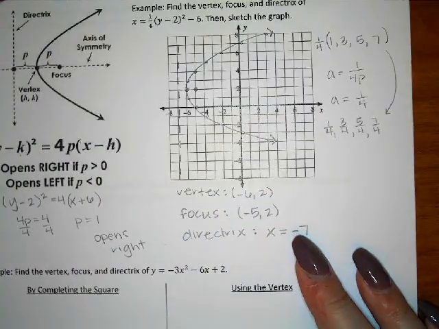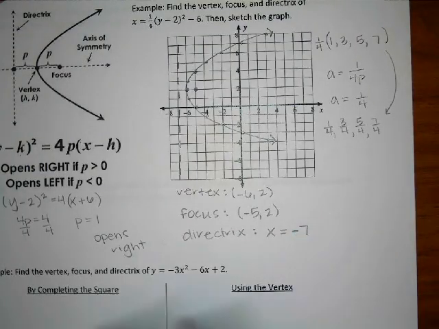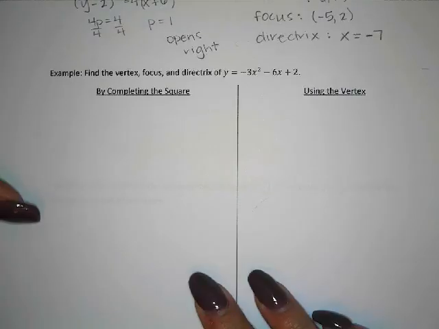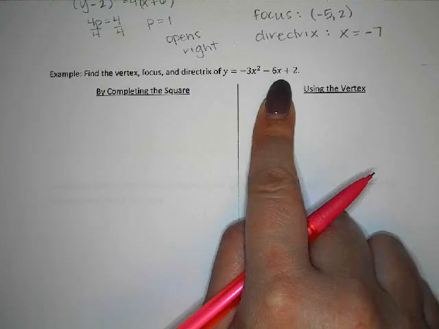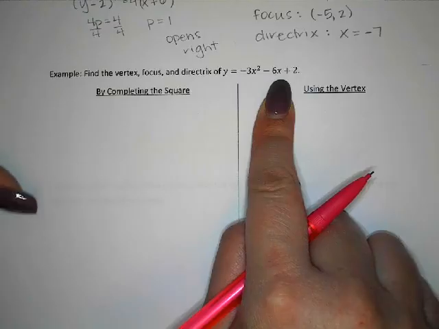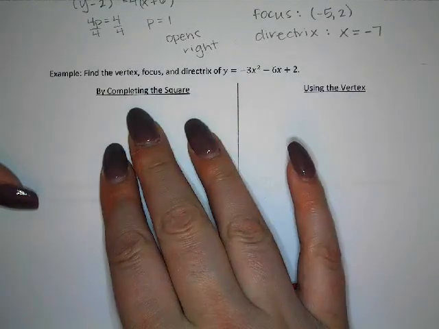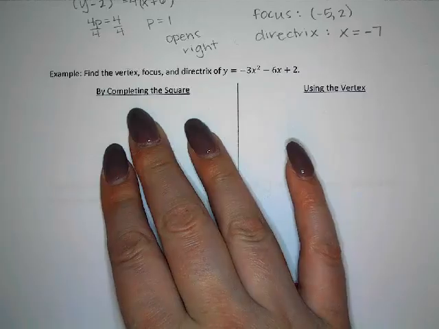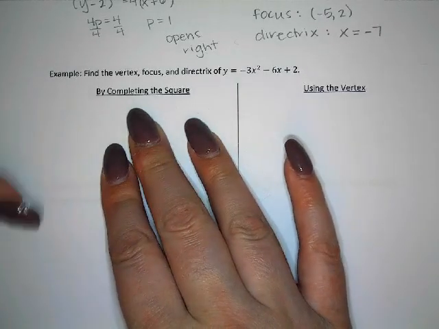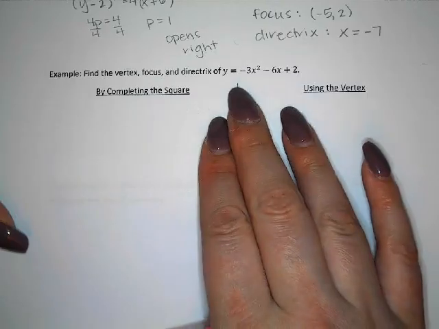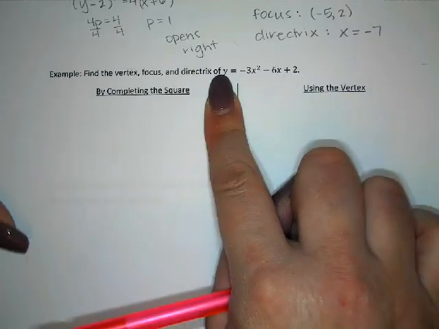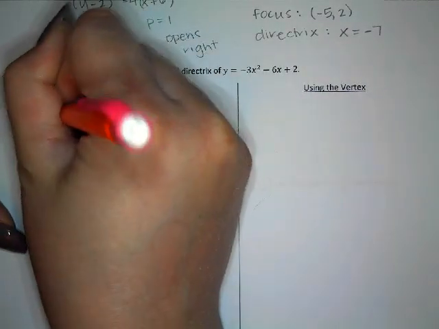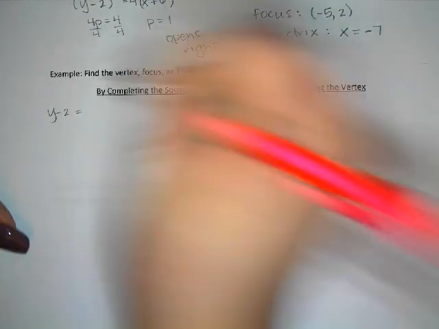Okay, next, we're going to look at an equation that is in standard form, and we're going to find the vertex, focus, and directrix, because standard form is a little bit more difficult. We have two different ways of doing this. We can complete the square, or we could just find the vertex using a formula. First, I'm going to complete the square. I'm going to start with the y and move this constant over to the side with the y. So I'm going to say y minus 2 equals -3x squared minus 6x.